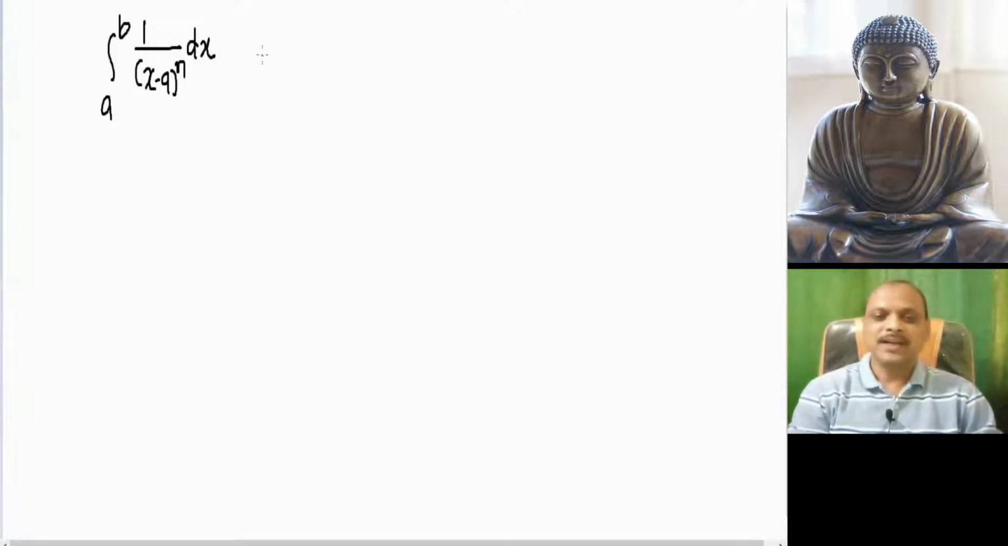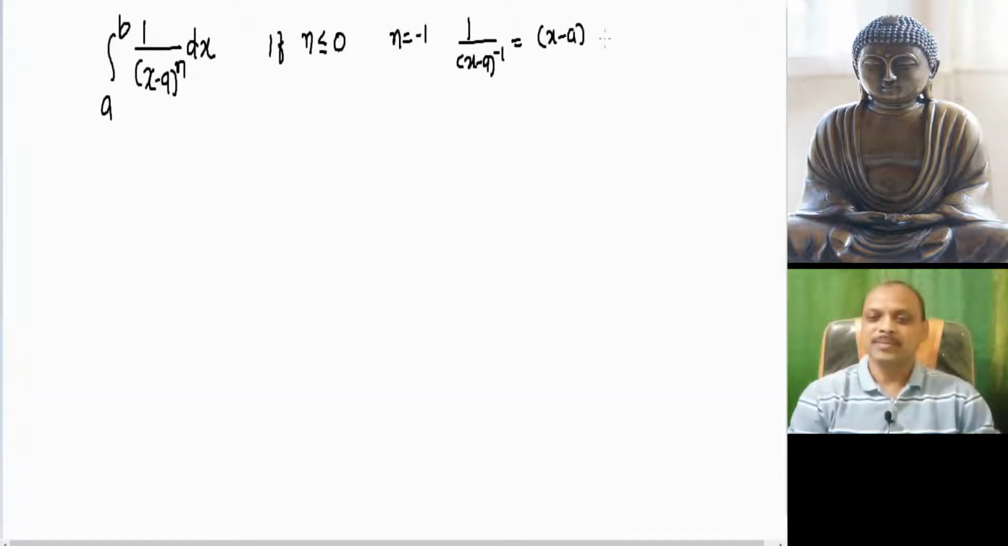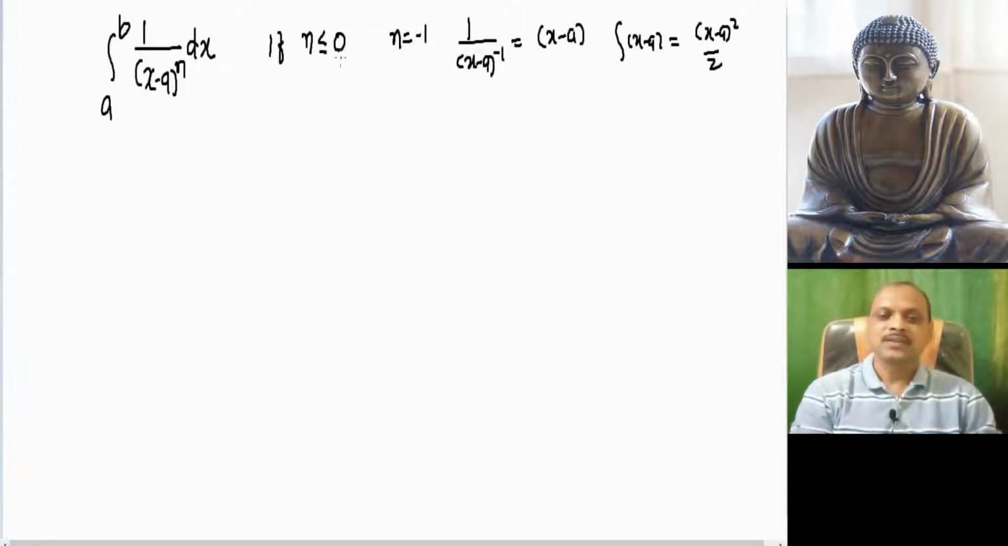Now you can see that if we take n less than or equal to 0, for example n equal to minus 1, then 1 divided by (x minus a) raised to minus 1 will be x minus a, and it is easily integrable. The integration of x minus a equals (x minus a) whole squared divided by 2. Hence, it is a proper integral for n less than or equal to 0.